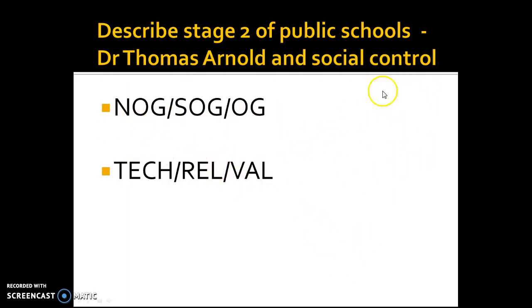We're talking about nog: nature of game, status of game, organisation of games, technical developments, relationships socially, and values that are developed from there. You need to have those as your 6 points. If it's a 5-mark question, you always add one.